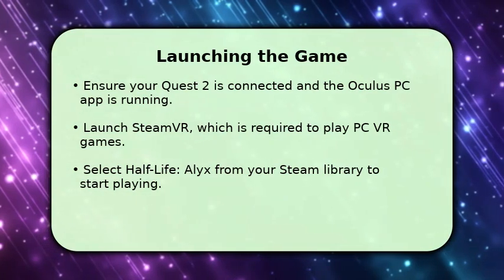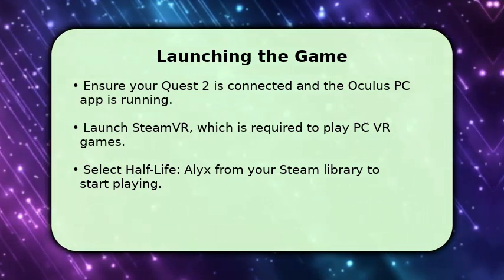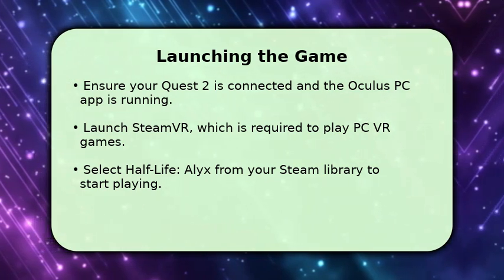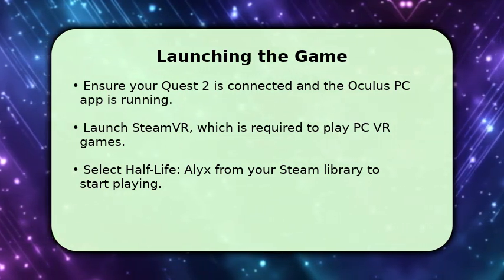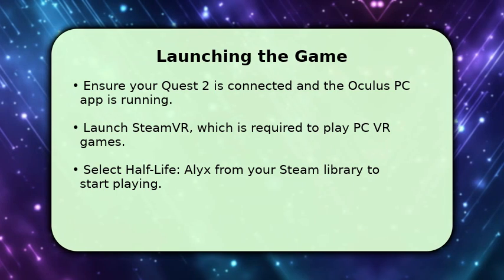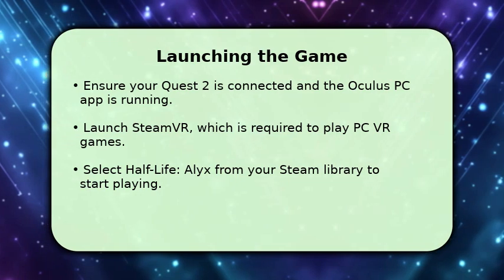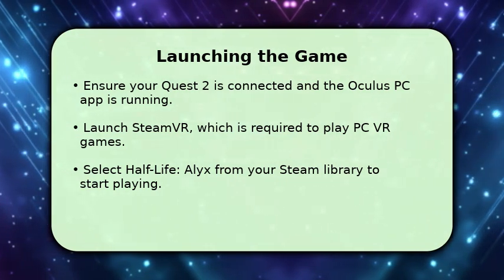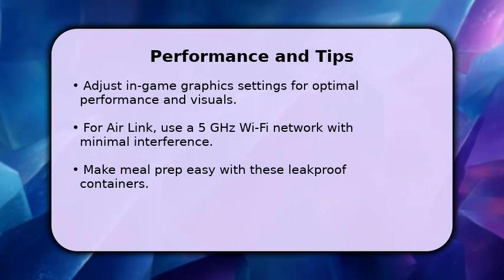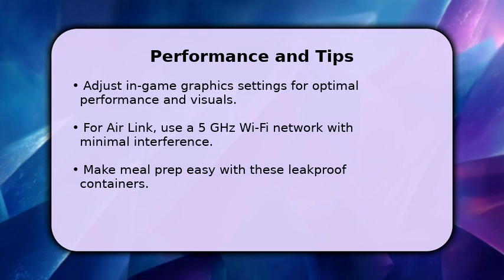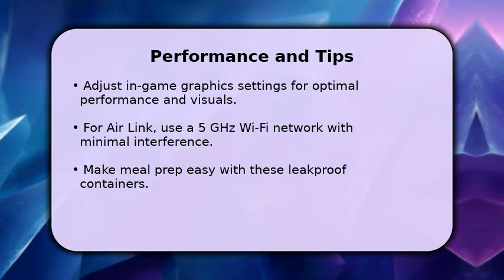With your Quest 2 connected and the Oculus PC application active, you're ready to launch the game. First, open Steam VR, which acts as the bridge for PC VR titles. You can usually launch Steam VR directly from the Oculus PC app's desktop view or by opening it from your Steam library. Once Steam VR is running, simply select Half-Life Alyx from your Steam library, and it should load into your headset. For the best experience, experiment with Half-Life Alyx's in-game graphics settings to find a balance between visual quality and smooth performance on your specific PC.